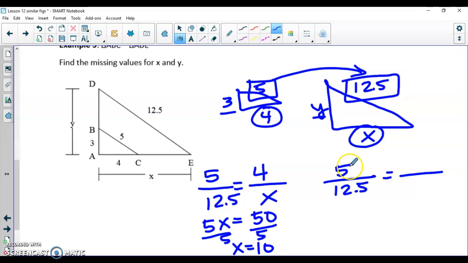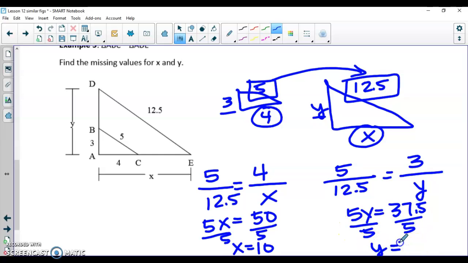So we'll again start off with the 5 over the 12.5 because that's the two pieces that are given. We now want to use the 3 and the y. This was the top, this was the bottom. So this 3 is going to go on the top and the y will then go on the bottom. We're going to cross multiply, so you get 5y equals 37.5. Divide by 5, and we learned that y equals 7.5.